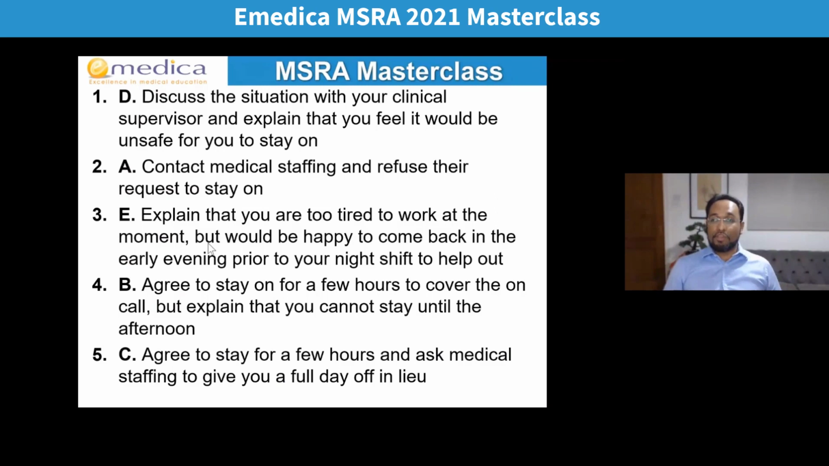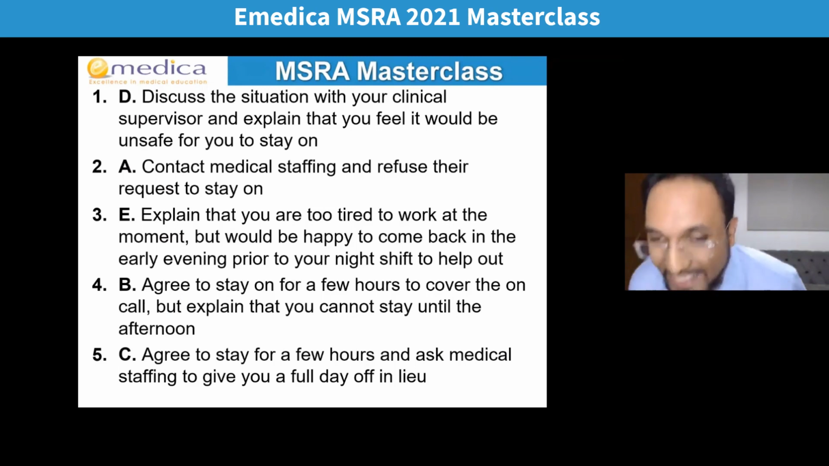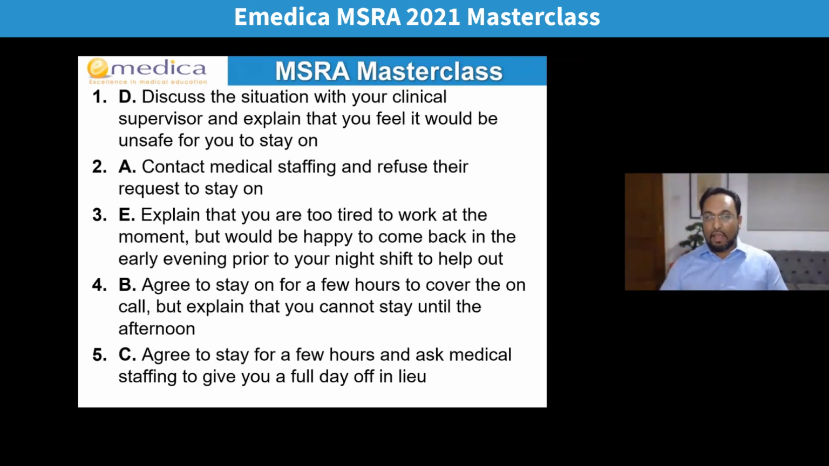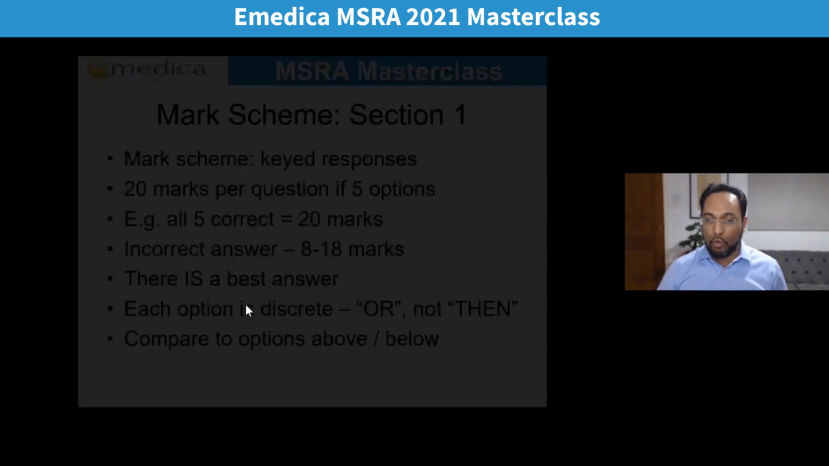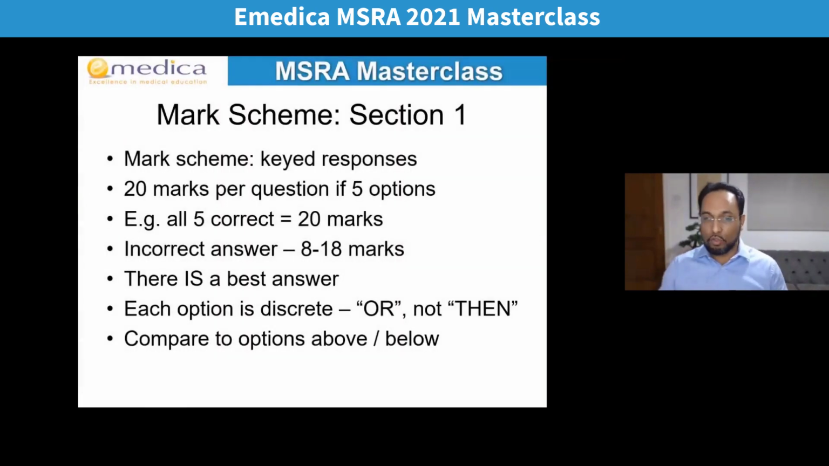This is the most common reason to lose marks in section 1, when people think about this as a sequence in time. Nobody's asking you which order in time you would do these. They're asking, if you are only going to do one of these, which is the best answer? You need to think about each of these options as a discrete or separate option. This is the only thing you're doing, okay?